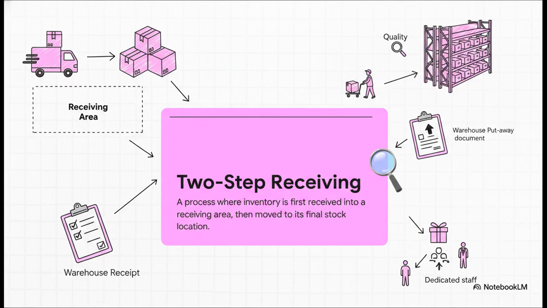Step 1, the warehouse receipt confirms the truck has arrived and puts the goods in a temporary receiving area. Step 2, the system creates a totally separate warehouse put-away document which tells another worker, hey, go move this stuff from receiving to its final home in the warehouse. This is perfect if you have dedicated teams or if you need to do quality control checks or repackage things before they go on the shelf.